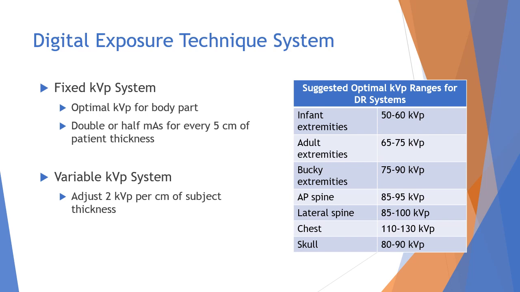since it offers the highest kVp with the lowest mAs. There are suggested optimal kVp ranges for DR systems, which means we can increase our kVp for imaging body parts with digital systems. For example, the chest should be performed at 110 to 130 kVp.